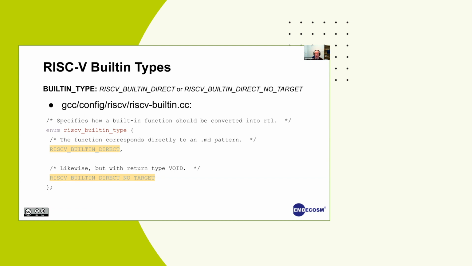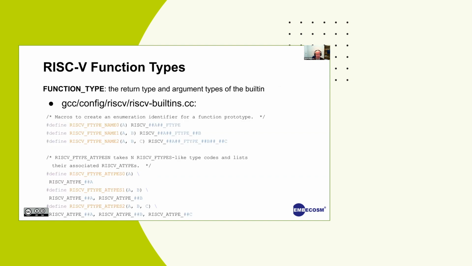Now, the built-in type, there's two there. There's built-in direct or built-in direct no target, and they really are specifying how a built-in function should be converted into RTL. RTL is the register transfer language, the internal representation inside GCC, the intermediate code, if you're familiar with compilers. One is the function corresponds directly to an MD pattern. The second one is it corresponds to an MD pattern, but with a return type void, so you don't need a result. Of course we use RISC-V built-in direct because we do return a result. And the function type is the return type and argument types of the built-in.